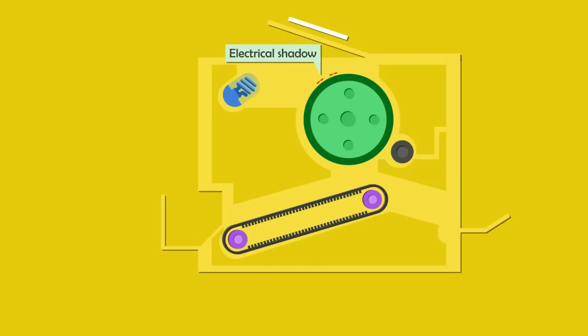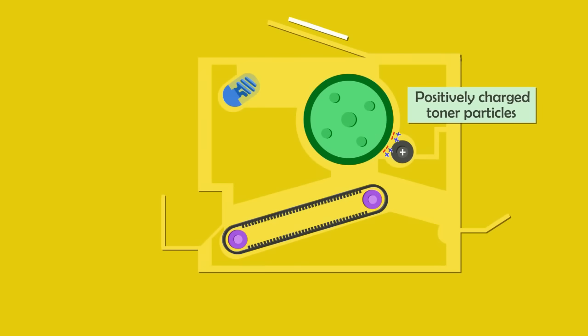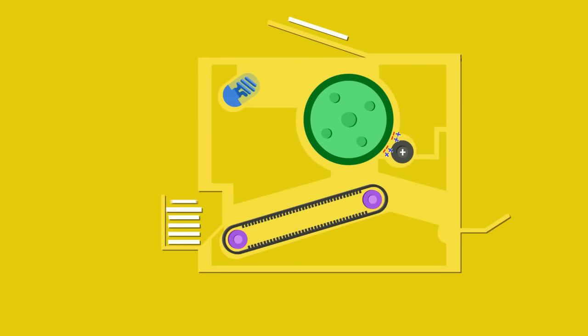Further, as the photosensitive drum rotates, it carries this electrical shadow towards the toner. The toner is positively charged, so the toner particles stick to the electrical shadow, which is negatively charged. Thus, an inked image of the document is formed on the drum.